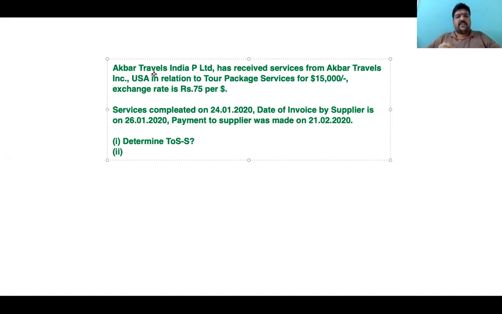When you arrive at those dates, the date of payment to the supplier is 21/2/2020, and 60 days immediately from the date of invoice comes to 26/3/2020. Of these two, whichever is earlier, 21/2/2020, there will be a tax liability on this transaction.